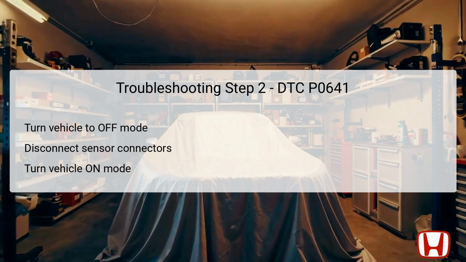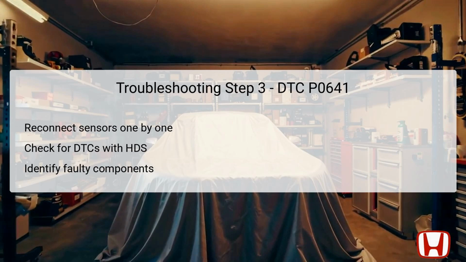If DTC P0641 is indicated at this point, it suggests a deeper issue, potentially with one of the disconnected sensors or their connections. Step 3 revolves around reconnecting the previously disconnected sensors one at a time, while observing the behavior of the vehicle's diagnostic system. This allows for targeted identification of which specific sensor is causing the DTC P0641 to reappear.